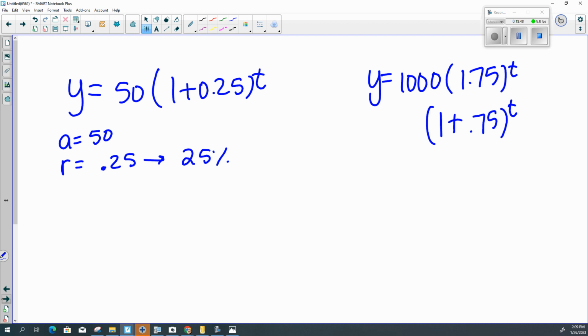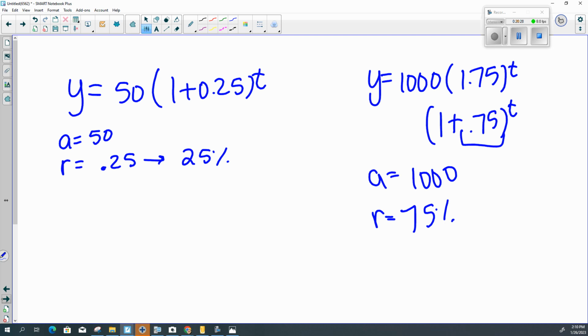So, Max, what is the A or initial amount? And Kason, what is the rate on this one? What's the percent? Just 75%. Yeah. 175%. Before you just change this into a percent, break it apart so that it matches the formula, because it's just this part that's the rate. The 1 is a part of that equation. Okay, any questions on that?